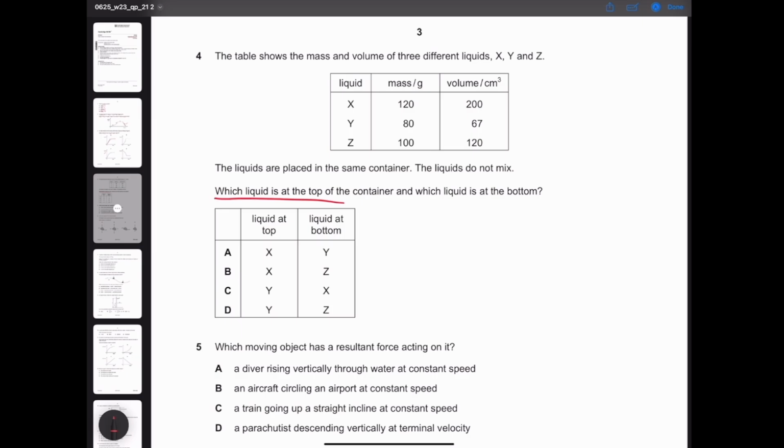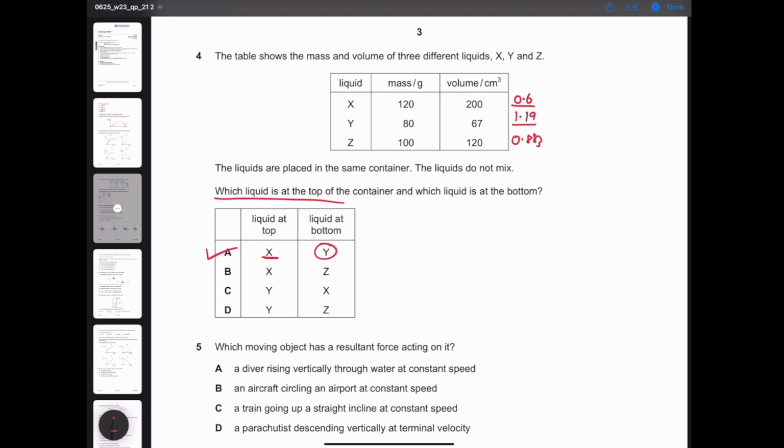If you do 120 over 200, this comes out to be 0.6 density. If you do 80 over 67, this comes out to be 1.19 density, and 100 over 120 comes out to be 0.83. So now you can tell me which one is the most dense, which one should be at the bottom. Y has the highest density, so Y should be at the bottom. From this alone you got the answer. But the one with the lowest density should be at the top. Lowest density is X, so this also supports the answer. Answer is A.